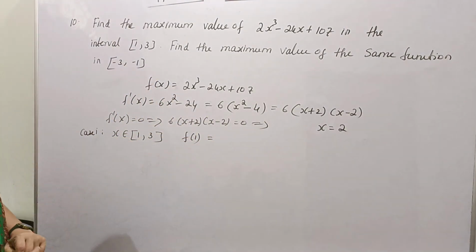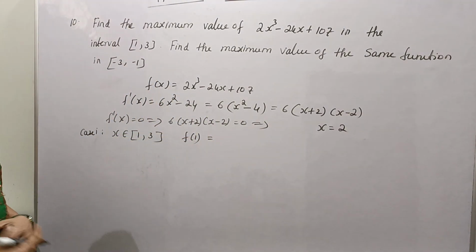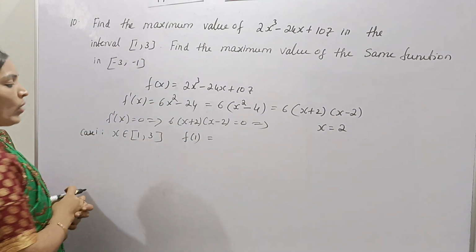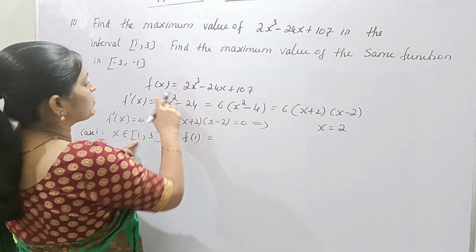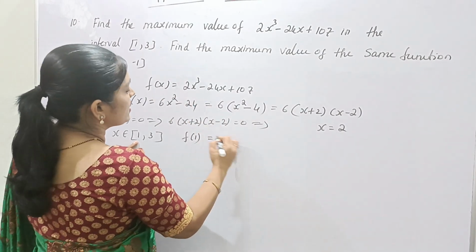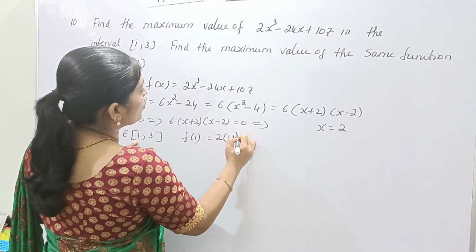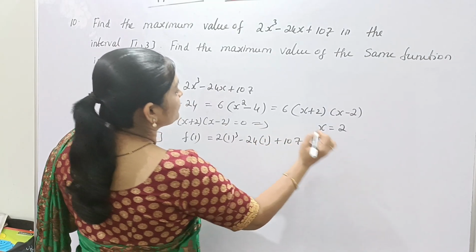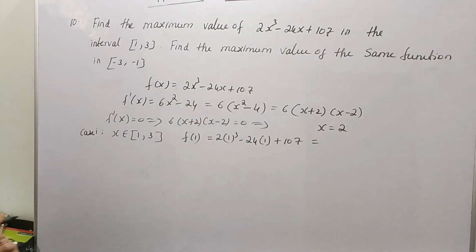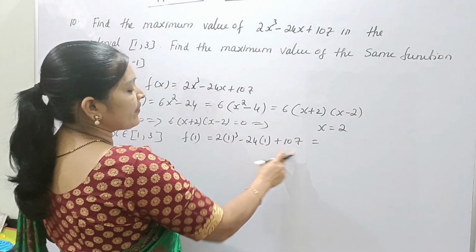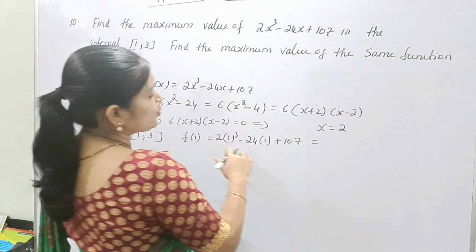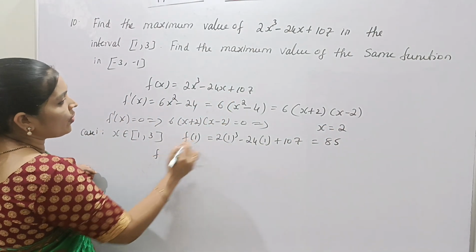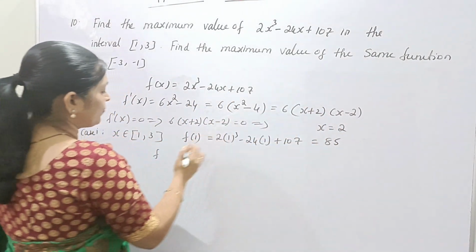Okay, so let's find the values of the function one by one. f of 1, the least value of x is equal to 1. So f of 1 is equal to, substituting x is equal to 1 in f of x, 2 into 1 cube minus 24 into 1 plus 107, that is equal to 2 plus 107, 109, minus 24 is 85. Then the next value is f of 2.